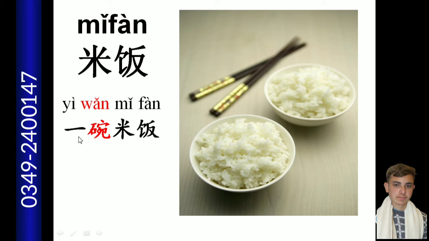一碗, a bowl of. 一 means one, right? One bowl of rice. So here, 碗 is bowl, right? Here, 碗 is a measure word. So a bowl of rice, we say 一碗米饭. So this word is extra. You don't need to remember it, but understanding how to say a bowl of rice, 一碗米饭, is okay.